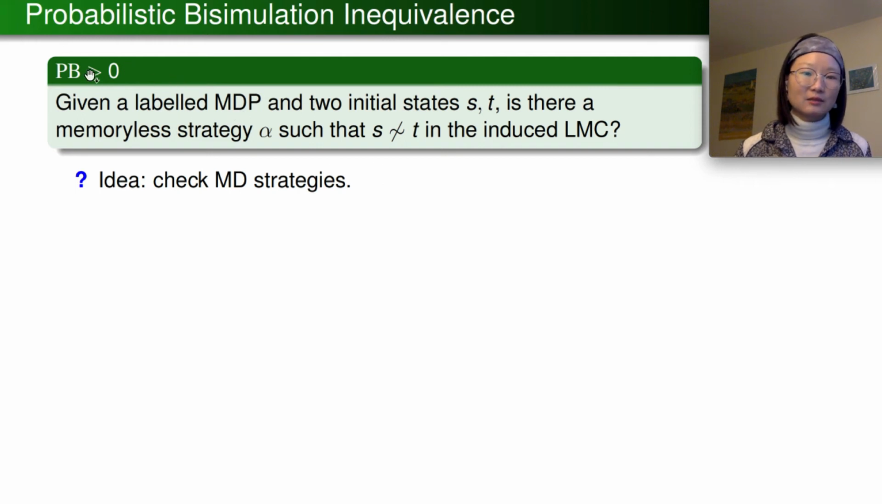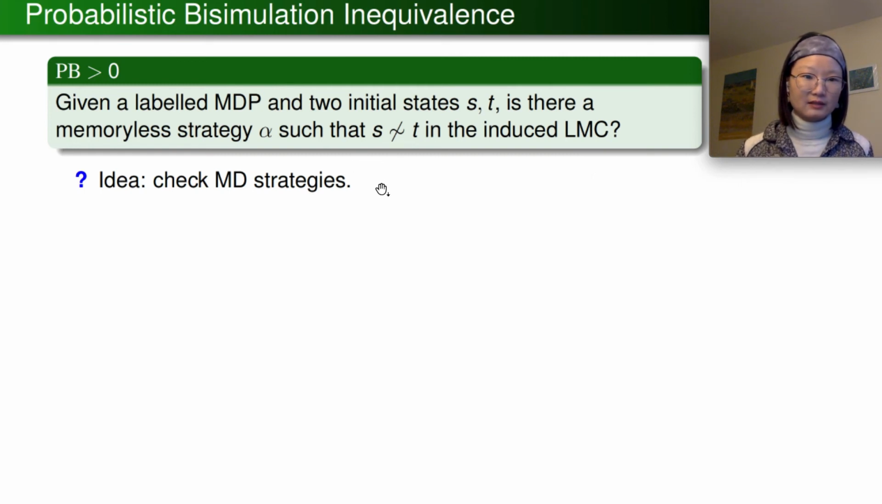So let's move on to the problem, probabilistic bisimulation inequivalence. Given a labeled MDP and two initial states S and T, the probabilistic bisimulation inequivalence problem, or PB greater than 0, asks whether there is a memoryless strategy alpha such that S and T are not probabilistic bisimilar in the induced LMC.